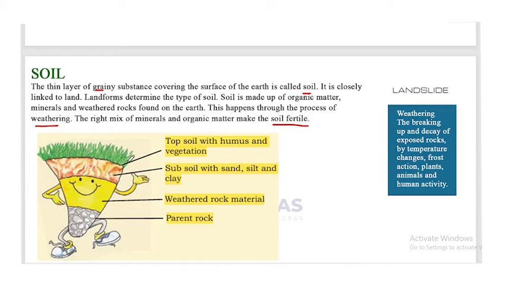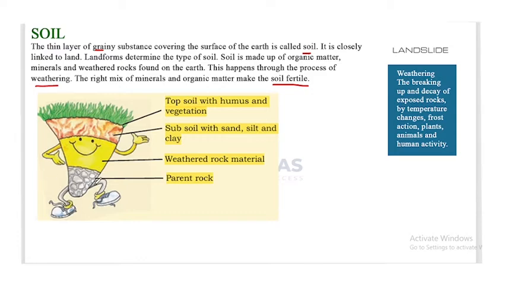Now, look at this picture. This one is parent rock. When the parent rock undergoes the weathering process, it forms soil. Then the second one is weathered rock material. And this is subsoil, and it consists of sand, silt and clay. And the final one is topsoil with the humus and vegetation.